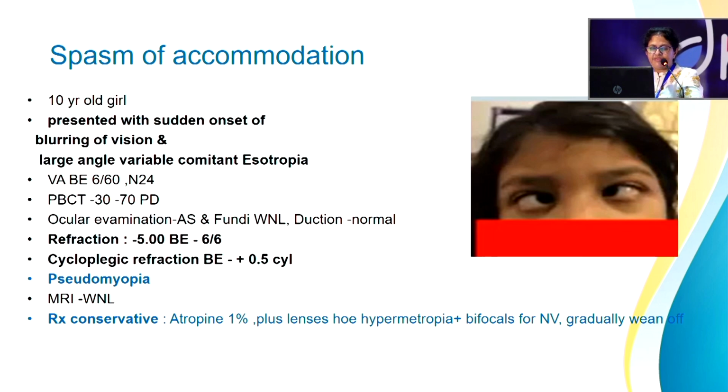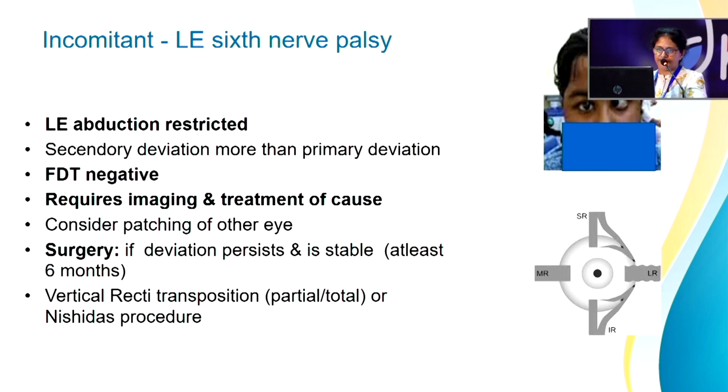Sometimes, this is another scenario, the child presents with sudden onset of blurring of vision, and there will be variable large angle esotropia, and the refraction shows high myopia, but on cycloplegic refraction, there won't be significant myopia. So that is a pseudomyopia. You have to rule out any organic pathology by imaging. Treatment is conservative with atropine 1%, and also bifocals for near vision.